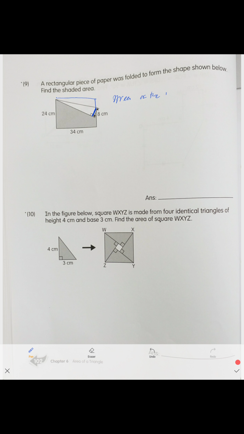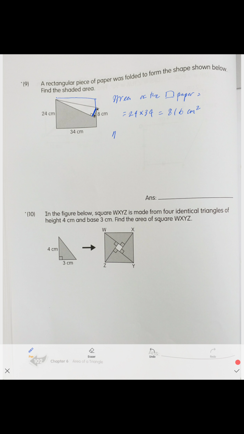the rectangular piece of paper, right? You need to write rectangular piece of paper. 24 by 34, two sides, 24 by 34, right? We find the area 816 square centimeters. Okay. Our next step, we need to find the area of the triangular folded part, like this part.